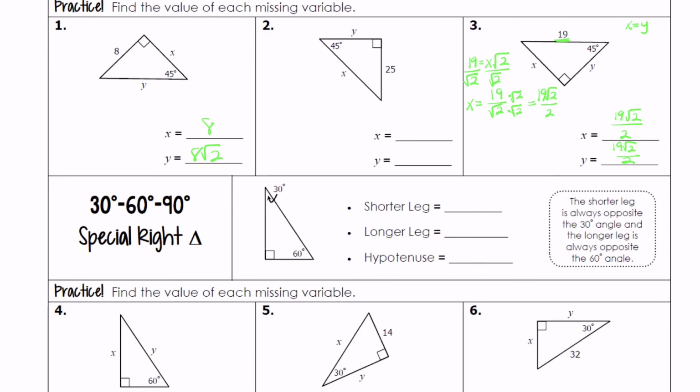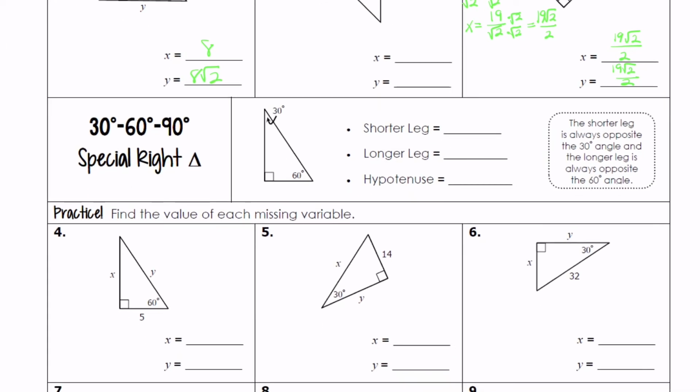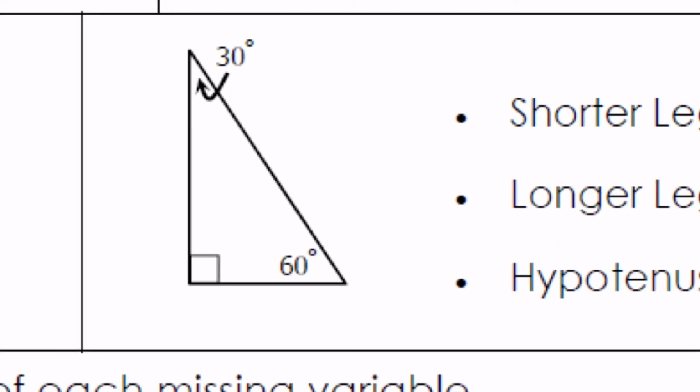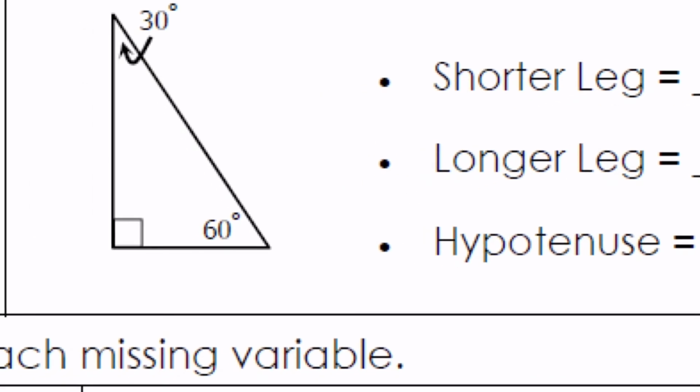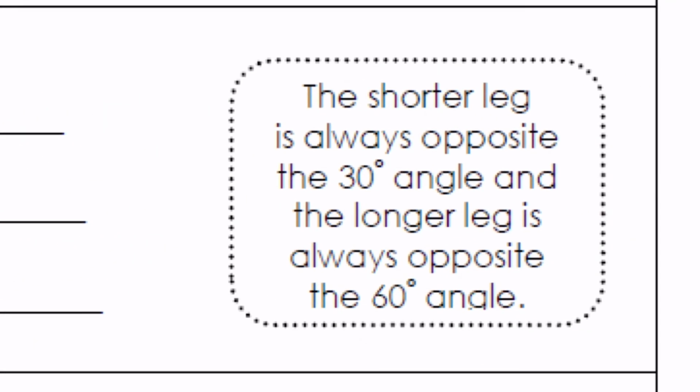The next ones that we call special right triangles are what we call a 30, 60, 90 triangle. That is when we have a right triangle where one of the angles is 30 degrees and the other is 60 degrees. So that means there is a shorter leg and a longer leg. The shorter leg is always opposite the 30-degree angle, and the longer leg is always opposite the 60-degree angle.